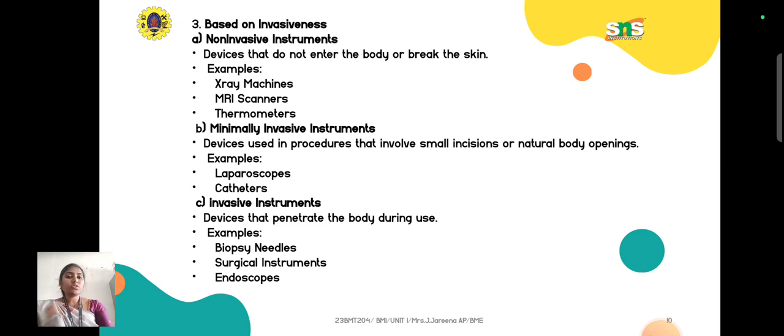Last one is invasive instruments. Invasive in the sense, as you know, here we are making direct contact with the target area, not the body, the targeted area. You are placing the device exactly in contact with your targeted site, where you want to measure or record. So the device penetrates the body during usage. Examples of such devices are biopsy needles, surgical instruments, and endoscopy.